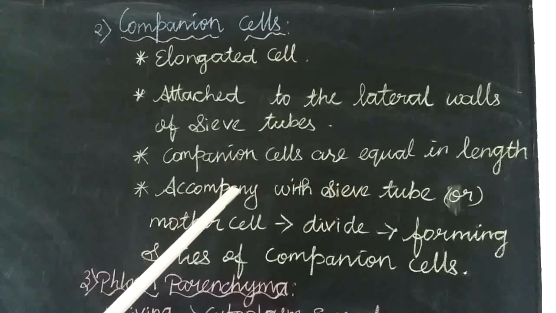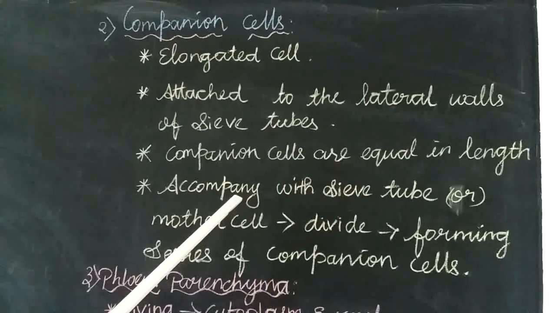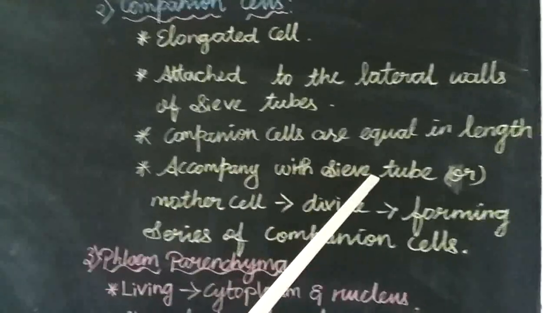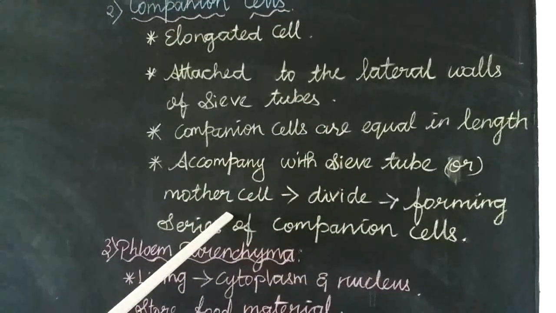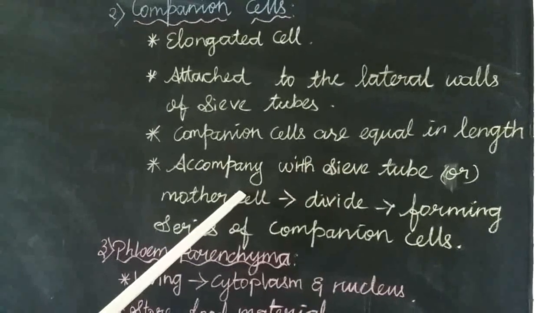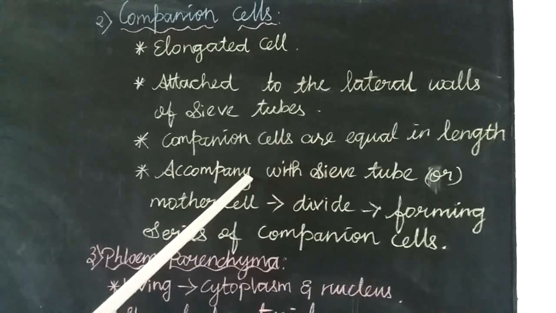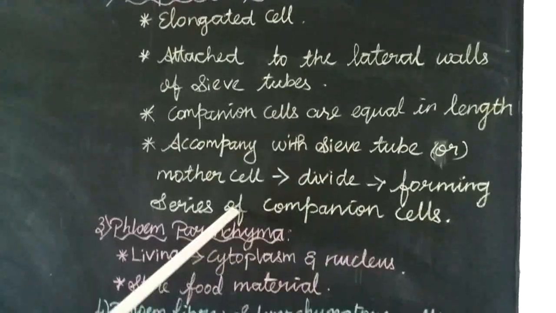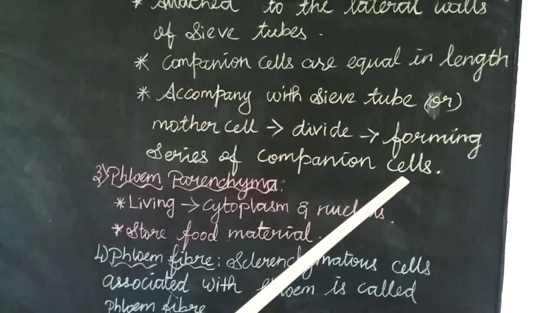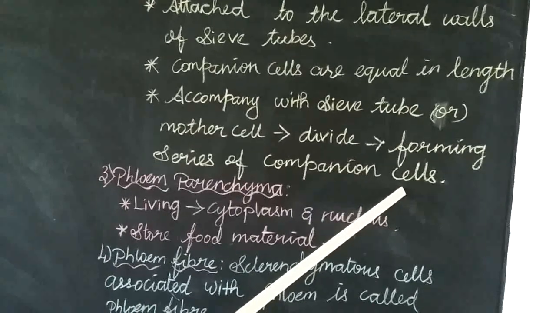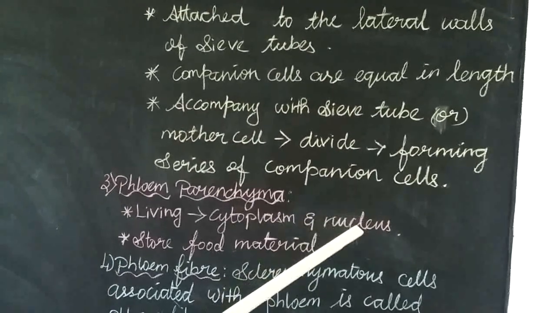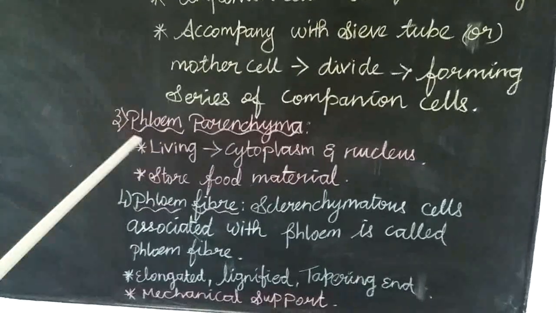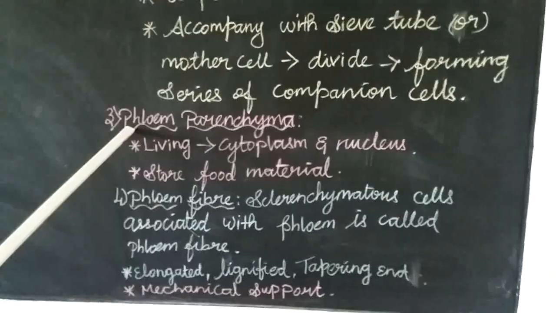Then how are the companion cells produced? The sieve tube mother cell accompanies the companion cell, which divides again and again, forming a number of companion cells. So the companion cells are also involved in the conduction of food materials from the leaf to the remaining parts of the plant.